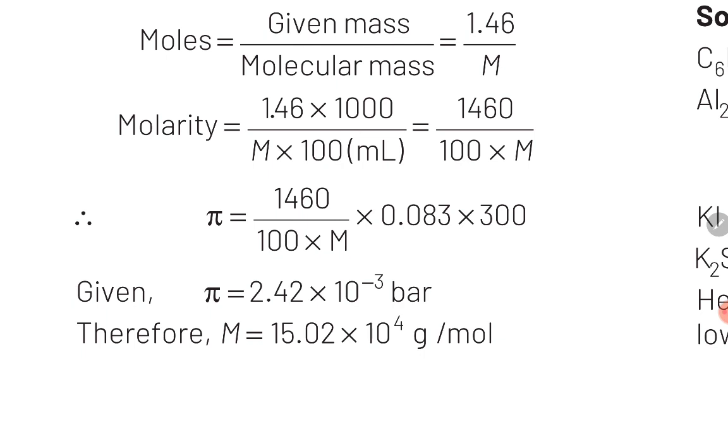Guys, once we have found molarity, we'll use the formula of osmotic pressure. Pi is equal to CRT. Guys, temperature has been given as 300 Kelvin and the value of R is 0.083. Guys, on substituting all the values, we'll obtain the value of molar mass M as equal to 15.02 into 10 raised to 4 grams per mole. So guys, with this we have completed this fourth question. Now let's move ahead to the next slide.